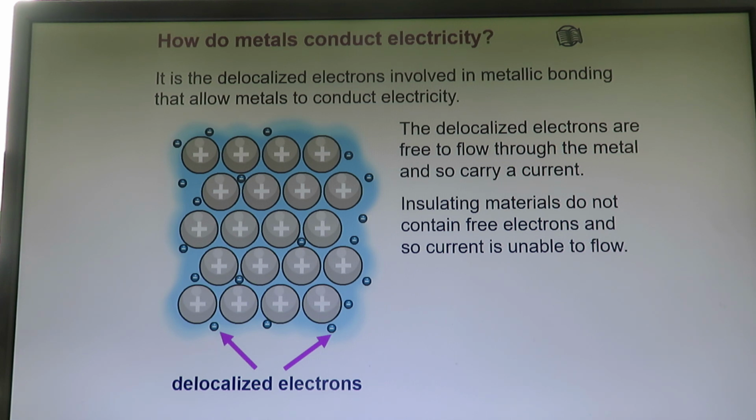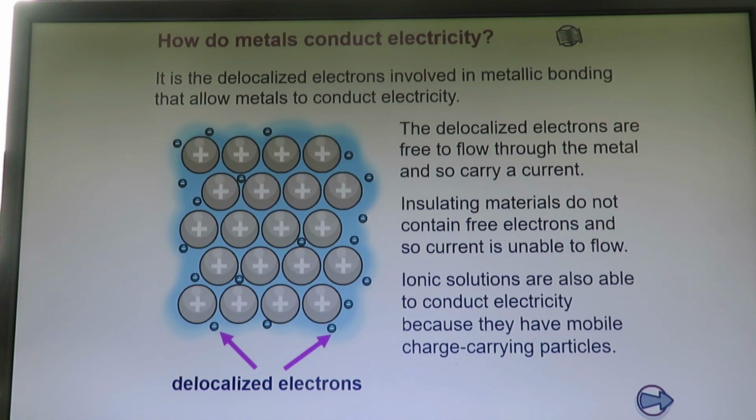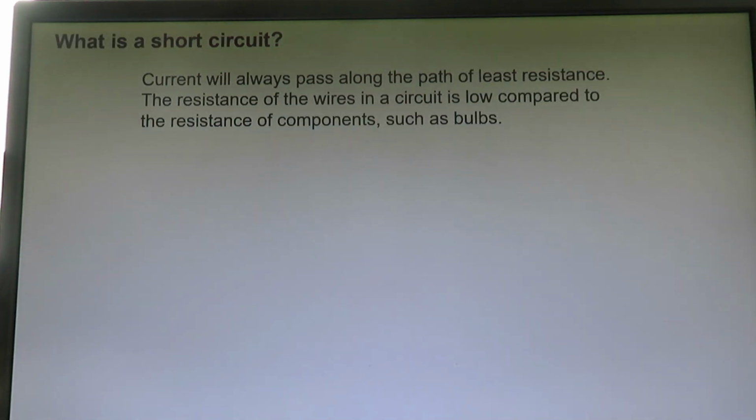Now if it's an insulator, they don't contain those electrons, so if the electrons can't move, it can't carry a current. Now, some materials that are ionic, that relates to your chemistry, are able to conduct electricity when they're dissolved in water, because when they're dissolved in water, the charged particles are able to move. Okay, but mostly metals are particularly good at conducting electricity.